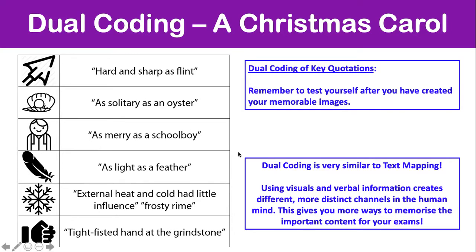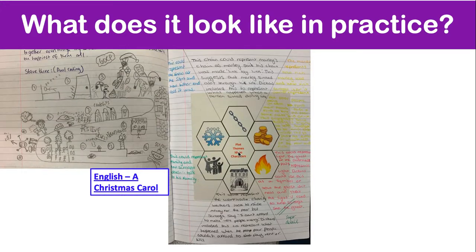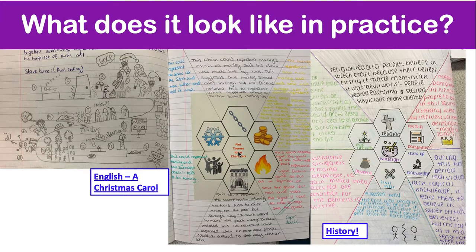So dual coding is similar to something that we've used in the past in English, which is just text mapping, where you'd use particular images to represent words, and that's been really effective. It's important, though, to consider that dual coding is not just used in English. It can be used in a number of other subjects, such as history, such as maths, geography, and it can be used in a wide range of subjects across school.